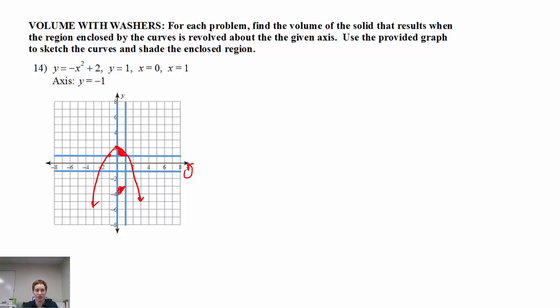So we would have this hole in the middle and then an outside region. We want to do the integral from 0 to 1. We want to do the outside function, which is our parabola, minus our inside function, which is 1. We're going to square and get x to the 4th minus 4x squared plus 4 minus 1.